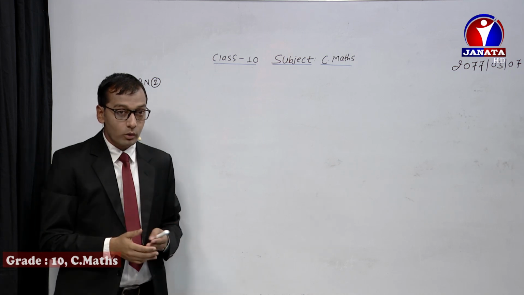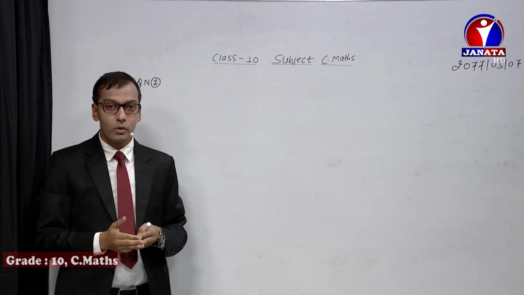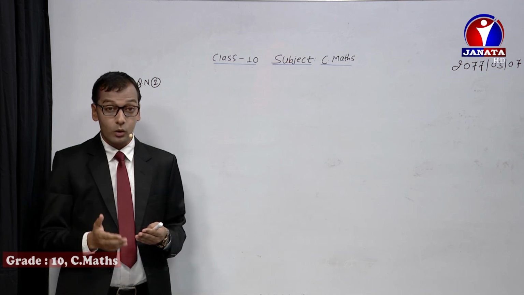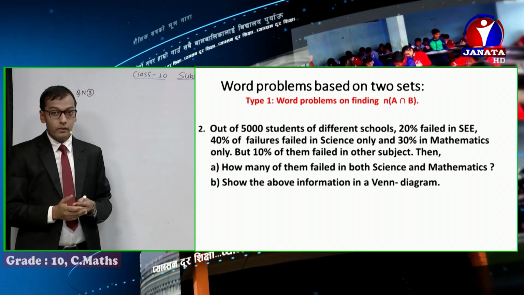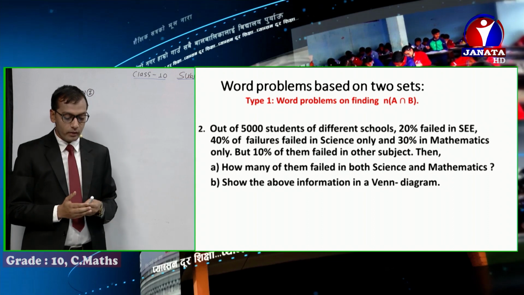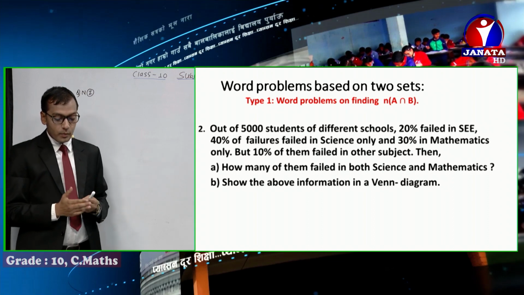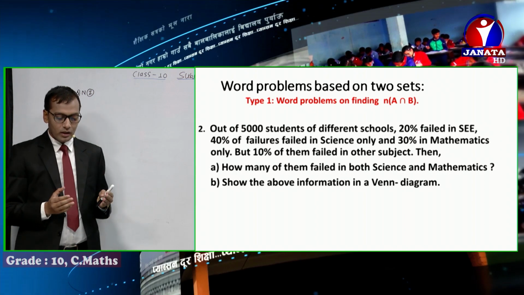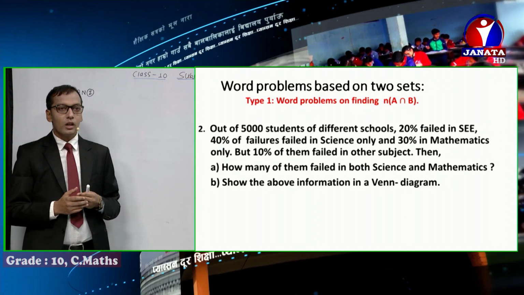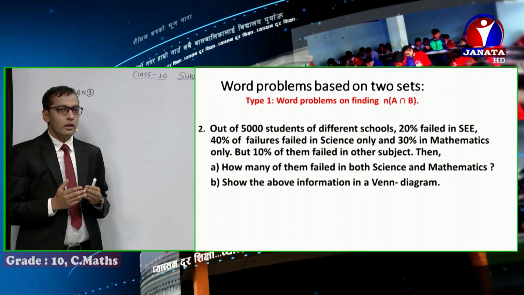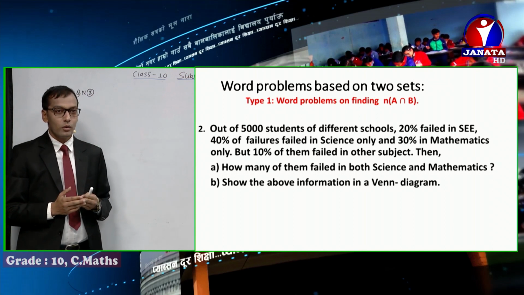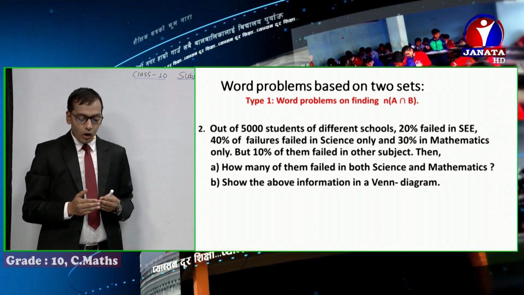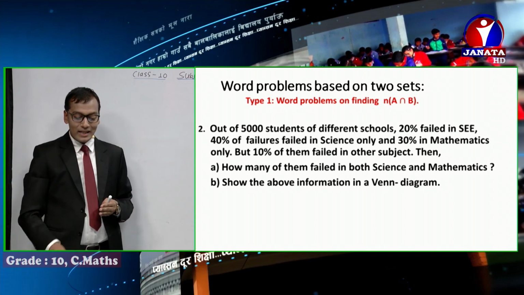So I'm going to read out the question. Out of 5,000 students of different schools, 20% failed in the SE exam. So what is the question? The question is talking about the students of different schools. So in total there are 5,000 students. Among them 20% failed in SE.